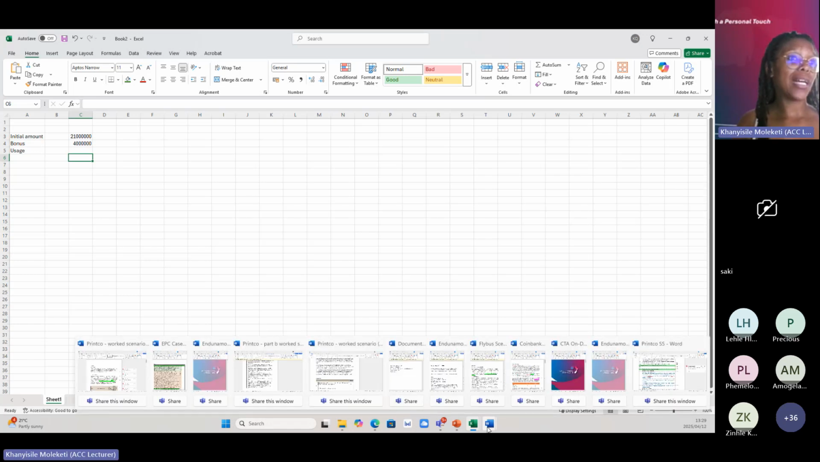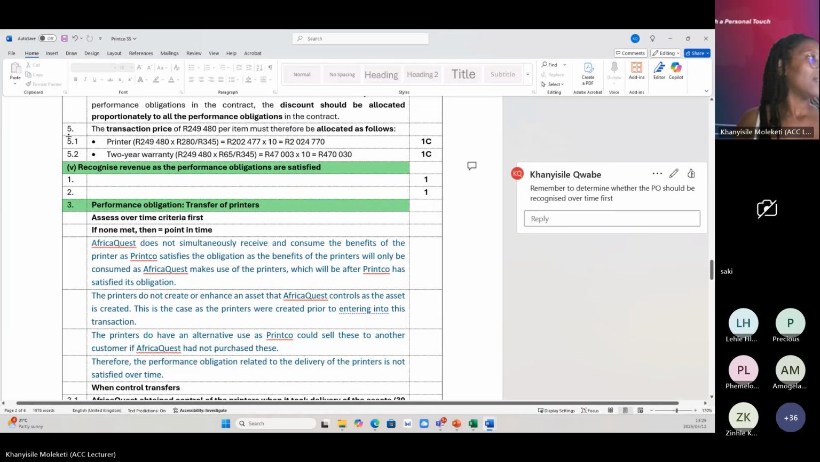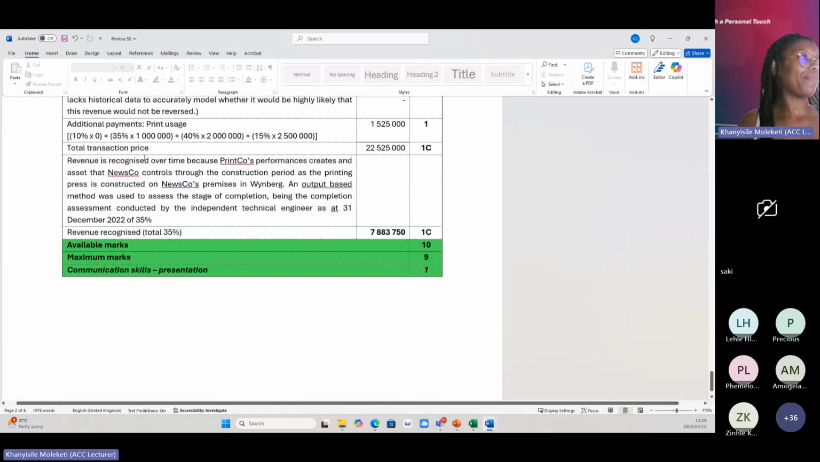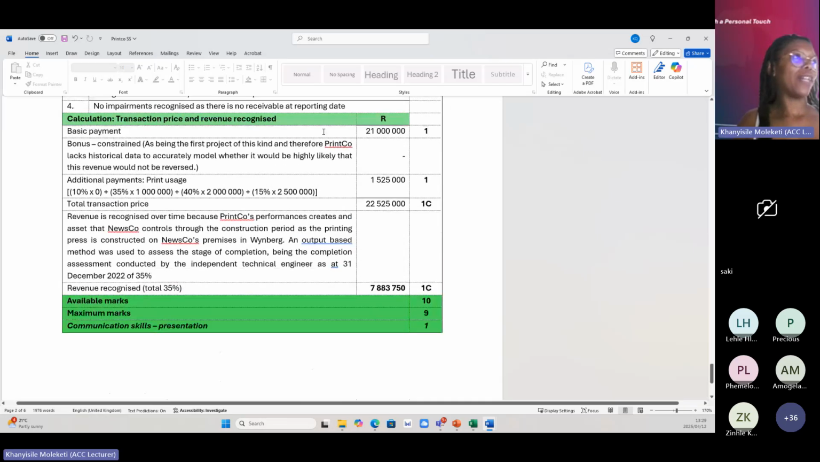I need to work out based on, okay. So I've got that 21. My bonus, like I said, it's constrained, right? So I'm not going to include it. My variable payments, which is the print usage, there's a whole calculation there, which adds to that, and that gives me my total transaction price, right?